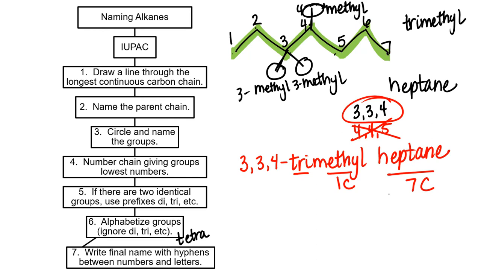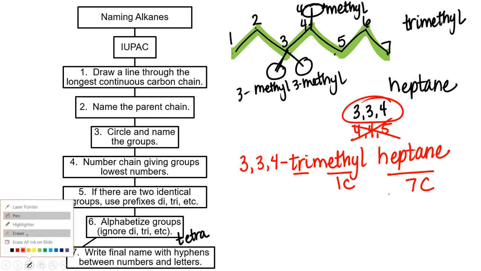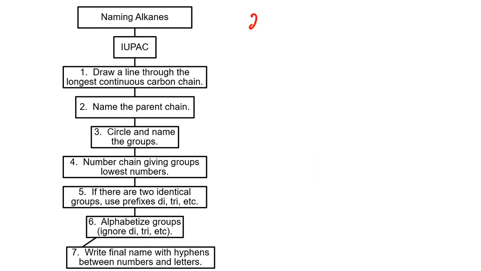So we always have to tell the number of every single group, even if it's a repeated number, even if it's 2,2-dimethyl or 3,3,4-trimethyl or 3,3,4,4-tetramethyl. We have to go ahead and tell where every single group is. Now, what if we are given a name and we need to draw out the structure? Let's say we're given a name 2,3-dimethyl-octane, and we are asked to give the structure.